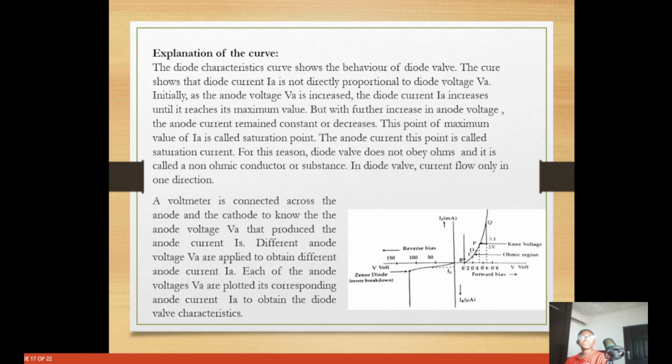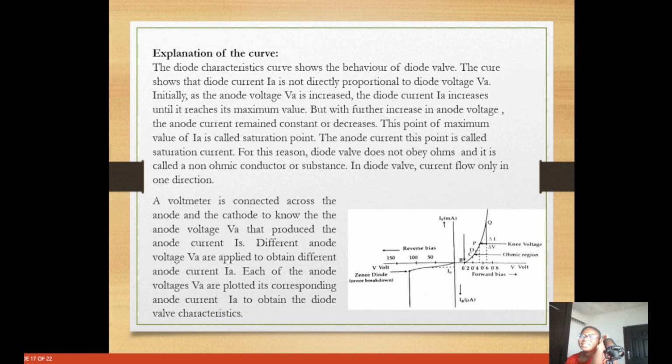The diode characteristics curve shows the behavior of the diode valve. The curve shows the diode current IA is not directly proportional to the diode voltage. Initially, as the anode voltage is increased, the diode current also increases until it reaches its maximum value. But with further increase in the anode voltage, the anode current remains constant. You can see the period where it remained constant. This point of maximum value of IA is called the saturation point. The anode current at this point is called the saturation current.